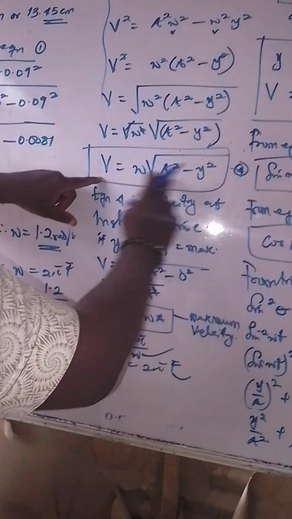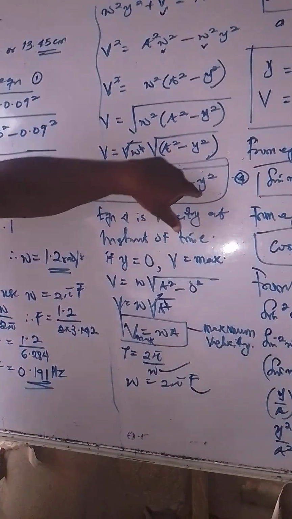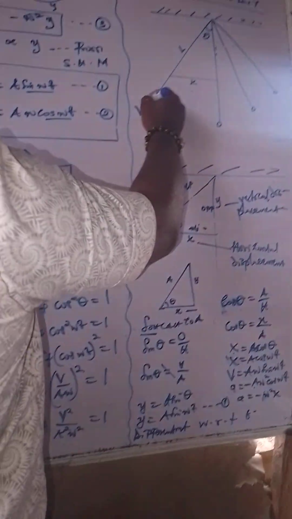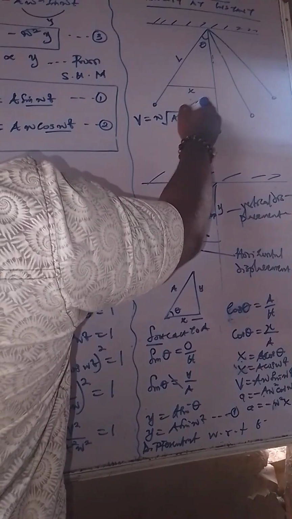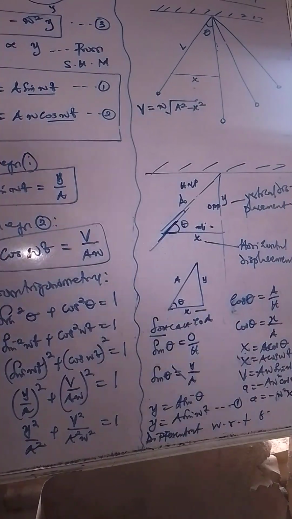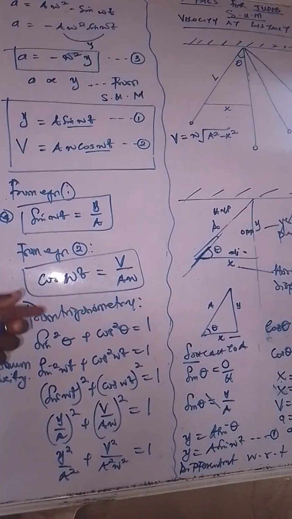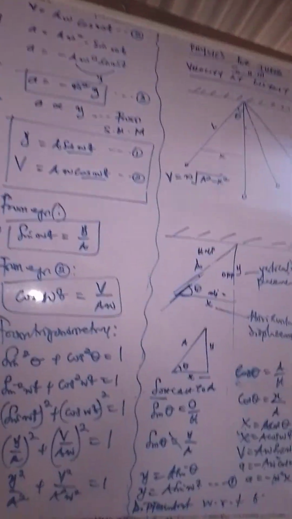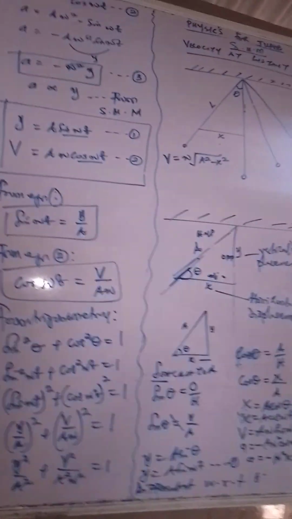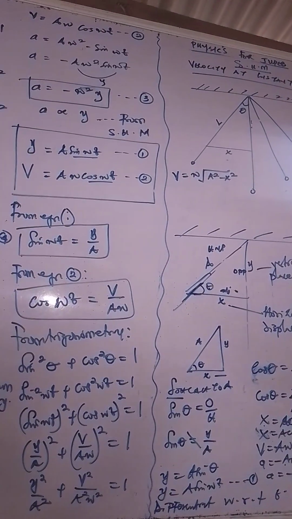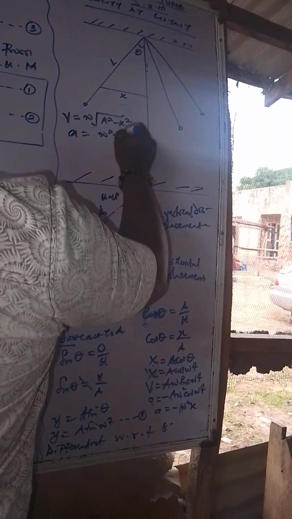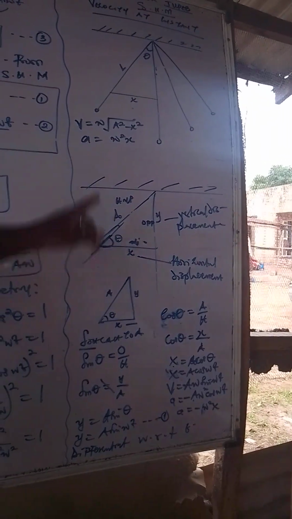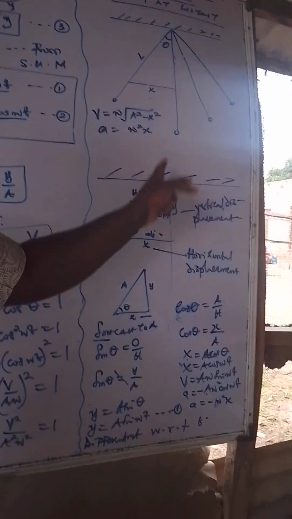So guys, look at the ball. For this velocity at an instant, let's say you are given the value of x. You can say that v equals omega square root of a square minus x square. It's the same thing. So anytime they mention x, just substitute your y as x. Anytime they mention x, take your acceleration as omega square x, or if it is y, your acceleration is omega square y.